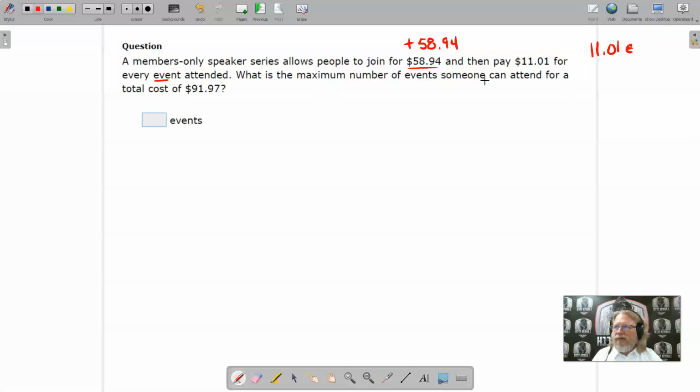This is our rate right there. What is the maximum number of events someone can attend for a total cost of $91.97? So 91.97 is going to be our total. We're already starting with this, and we know that for every event that we're going to have $11.01. So that's $11.01 per event. So we'll have 11.01 E, and then we're going to add to it the starting amount, what it cost to join the club in the first place, 58.94. Now we have a two-step equation.